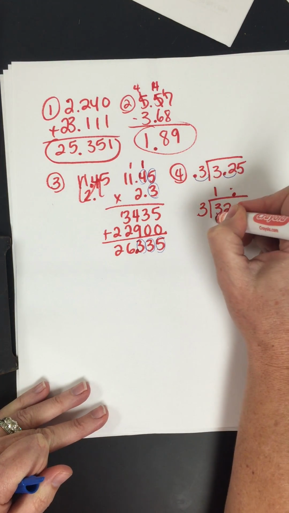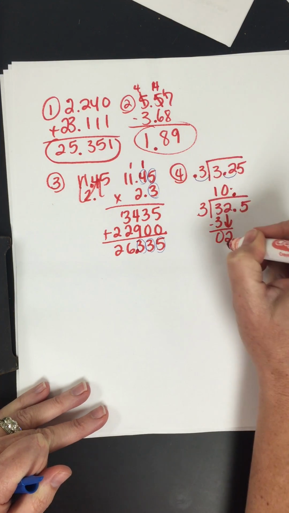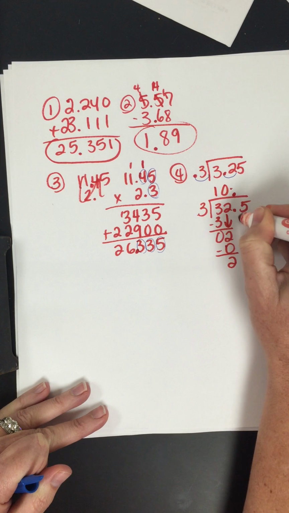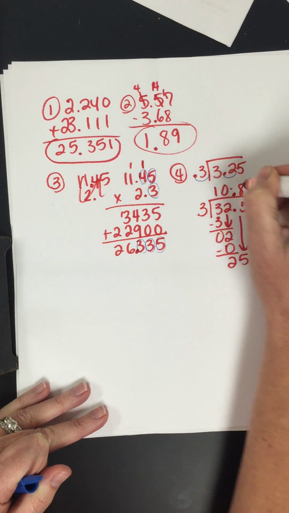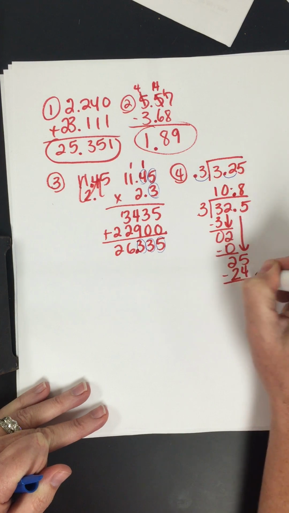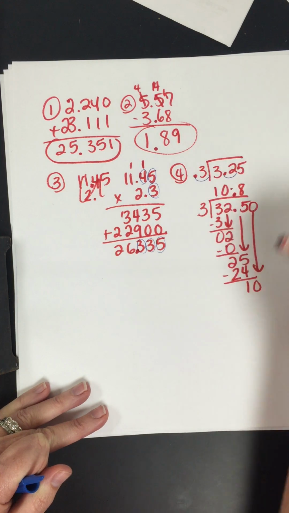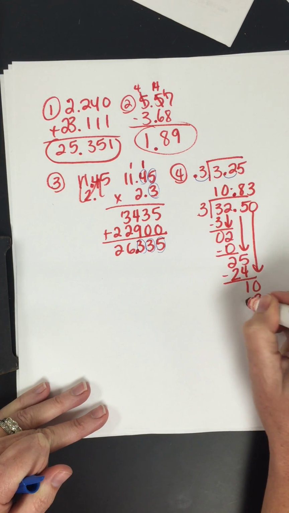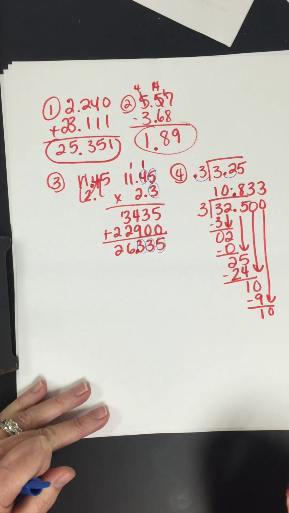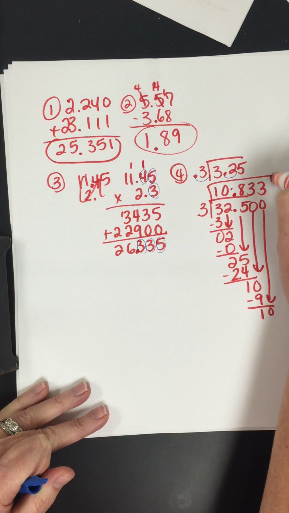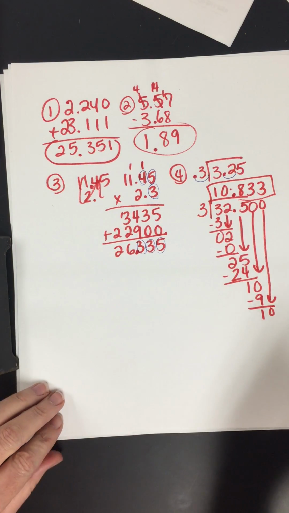3 into 3 goes once. 3 into 2 goes 0. Notice I'm not bringing the decimal down. 3 into 25 goes 8. Add a 0, bring it down. 3 into 10 goes 3. 3 into 10 goes 3, and we can stop there. We end up with an answer of 10.833, or 10 and 833 thousandths.